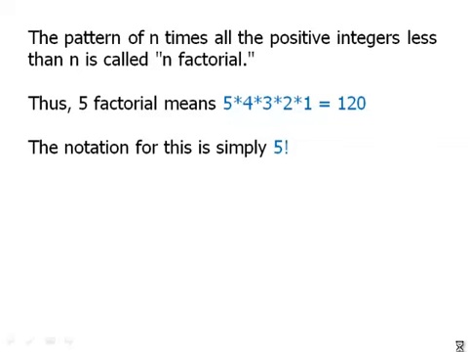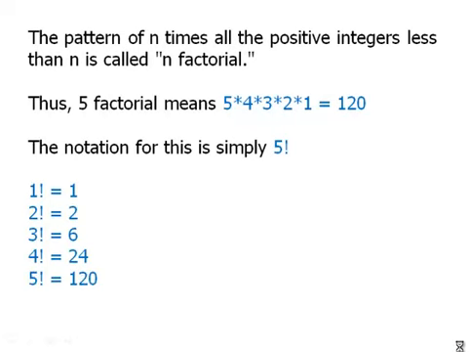So, 1 factorial would be 1. 2 factorial would be 2 times 1, which is 2. 3 factorial, 3 times 2 times 1, would be 6. 4 factorial would be 4 times 6, which is 24. 5 factorial would be 5 times 24, which is 120. 6 factorial would be 6 times 120, which is 720. Notice we're getting kind of big already.